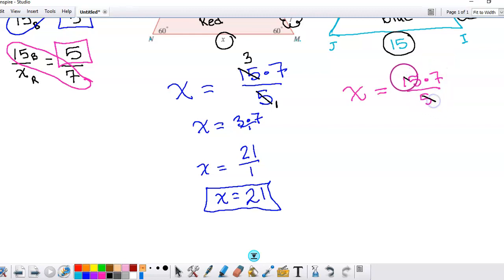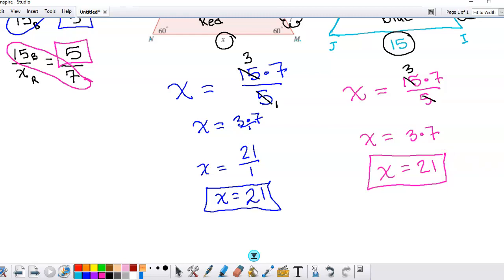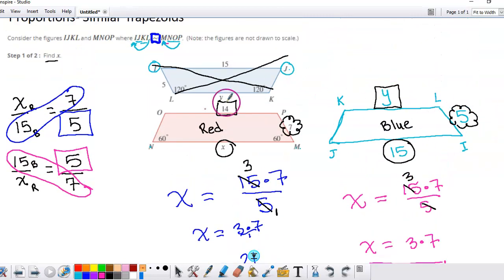15 divided by 5 is 3. 3 times 7 is 21. So as you can see, there are multiple ways to set up a proportion problem as long as you're consistent. Once you've set up the first fraction with the matching sides, you must match that with your second fraction.